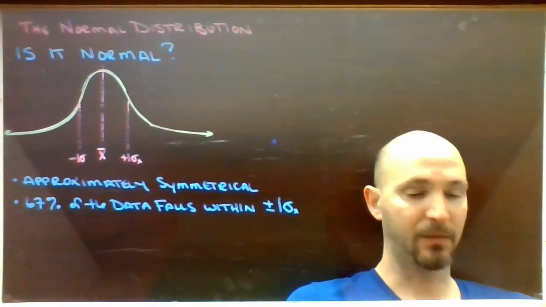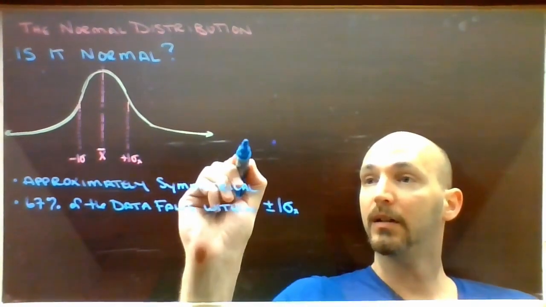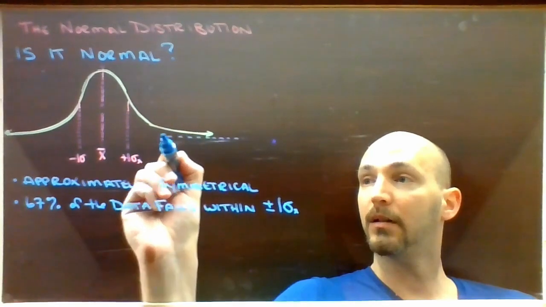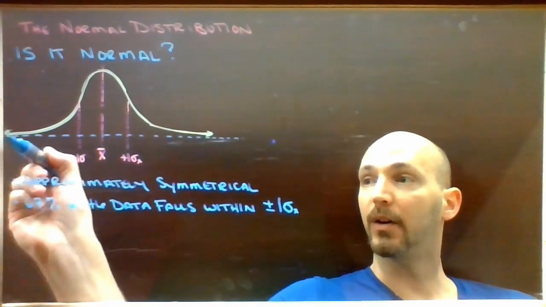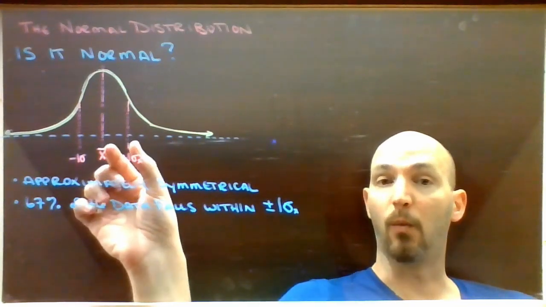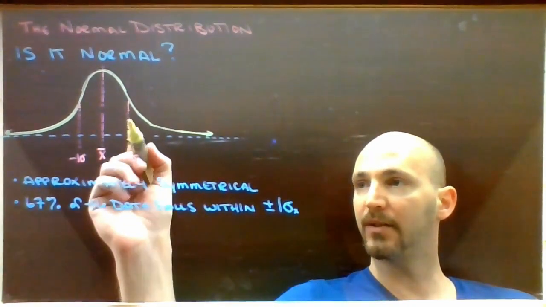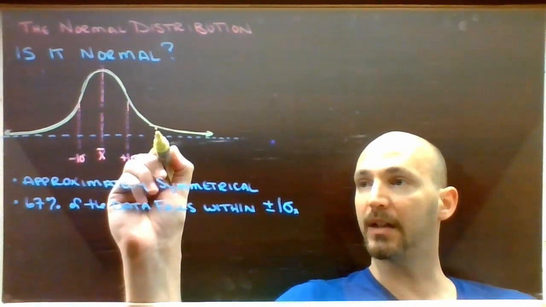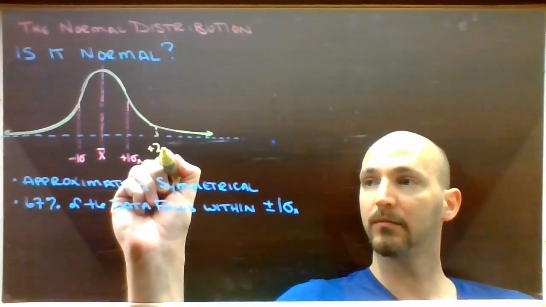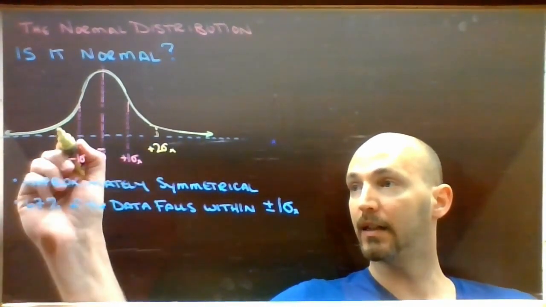Now if I were to pop an axis on there for you, like so, and if I were to note that one standard deviation is about that wide, then two standard deviations would be about here. And here.